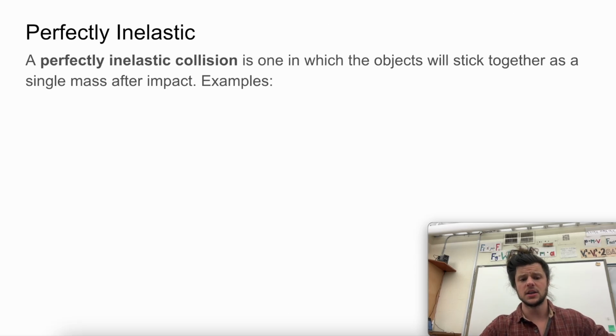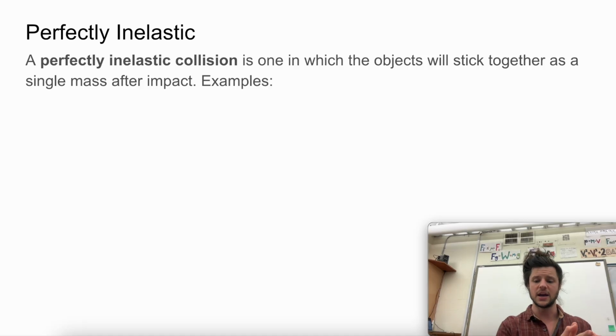So an inelastic collision, again, is going to cause a change in the total kinetic energy from the initial to the final states of our system. If we have something that is, quote unquote, perfectly inelastic, then the two objects that are colliding with one another stick together after the impact.